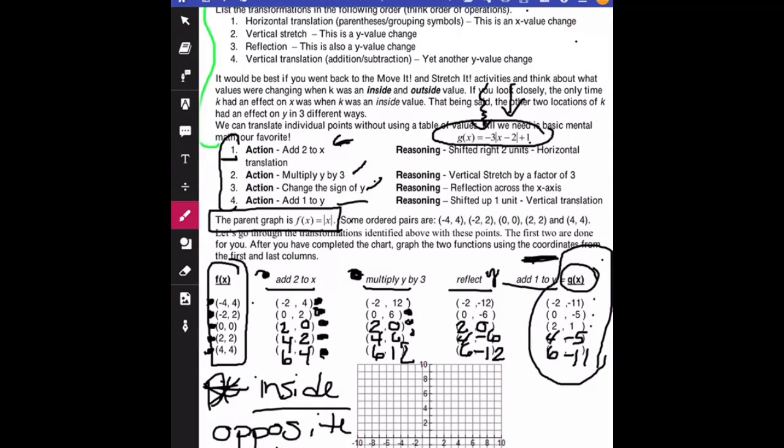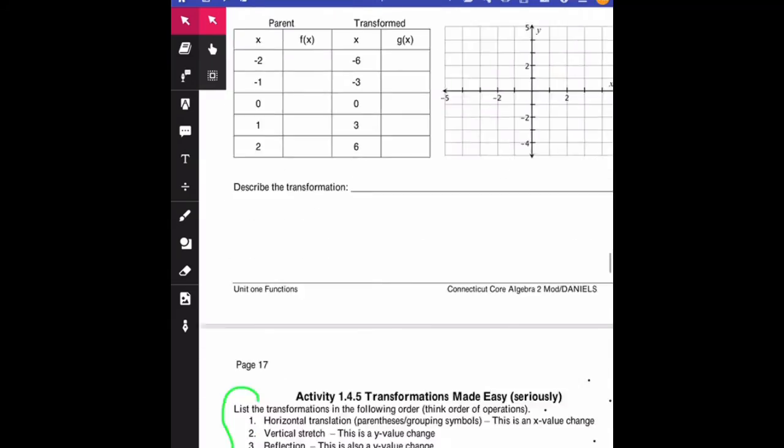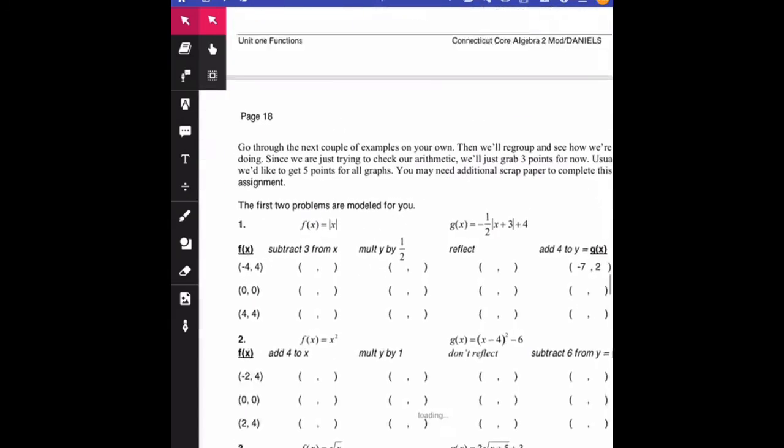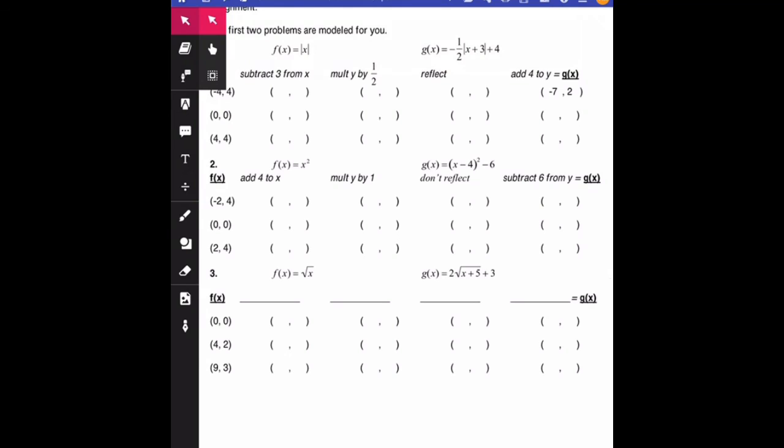Okay, on your packet now, you should be able to finish the last few pages. The pages above, use Desmos to play with the functions, answer the questions about the functions, draw a sketch. Page 18, which is going to be due on Friday, they give you 3 functions, 3 transformations. You're going to apply the steps. They wrote the steps out for you for the first 2. For the third one, you have to write the steps.